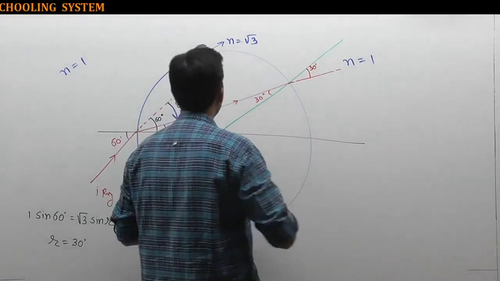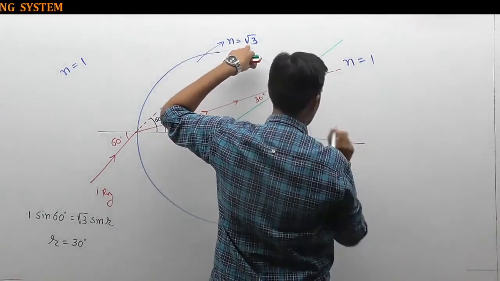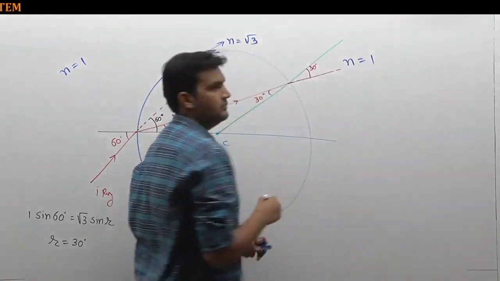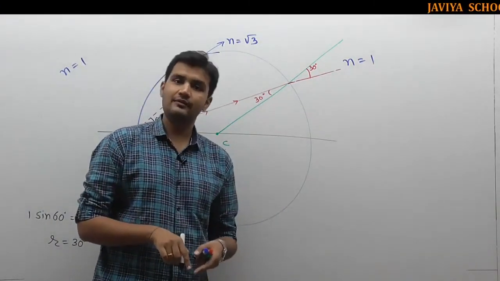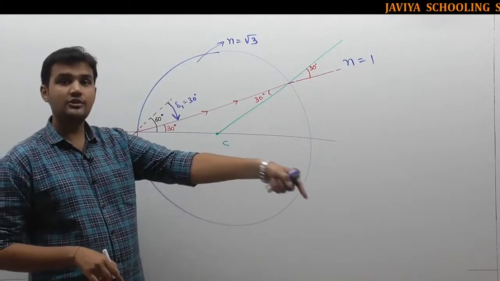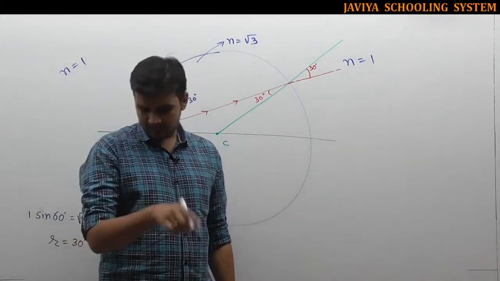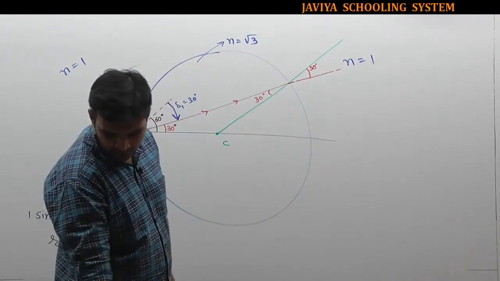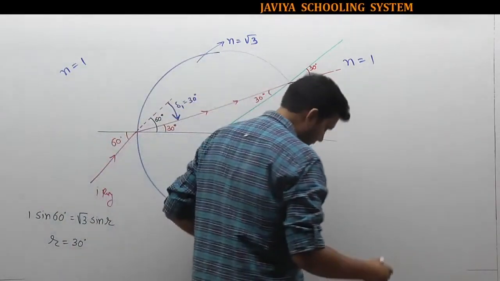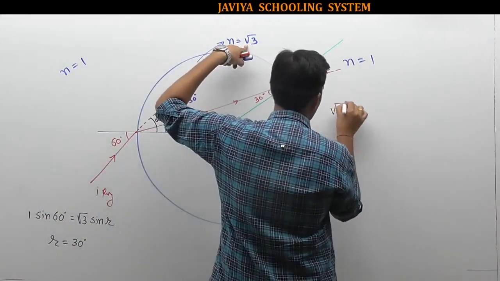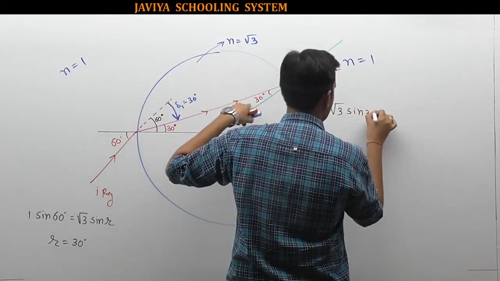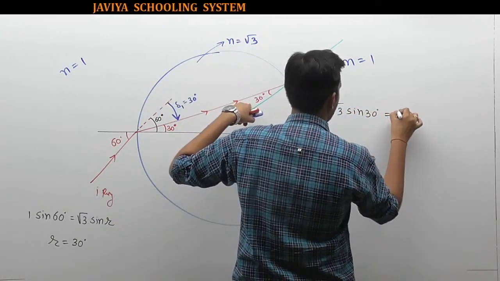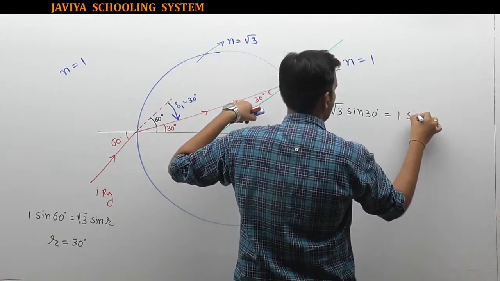So what is N1? Now see, this is your N1, no? Be careful. Take care in selecting N1 and N2. From where your ray is coming is N1. In which it is going is N2. So you should remember this, right? Take care in identifying N1 and N2. From where it is coming? √3 into sin i. What is sin i? √3 into sin 30 is equals to N2, which is 1, into sin r.